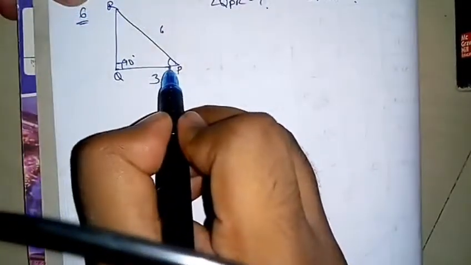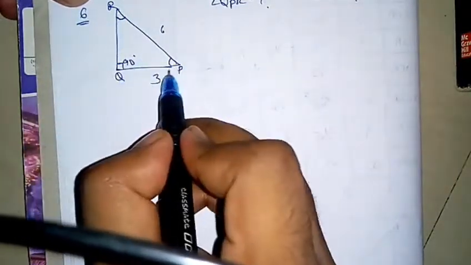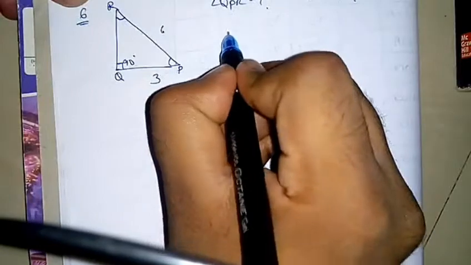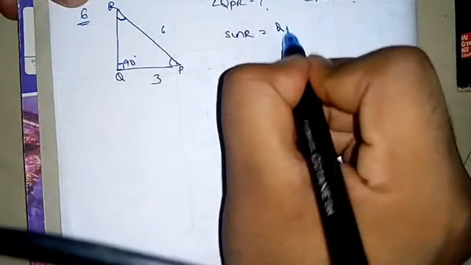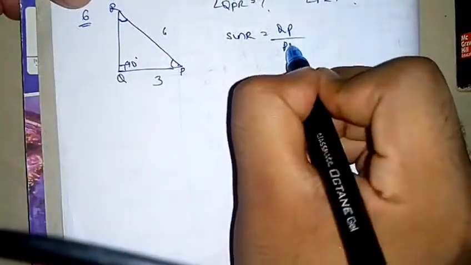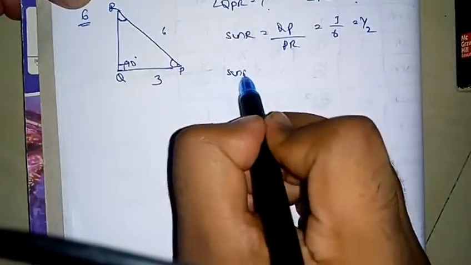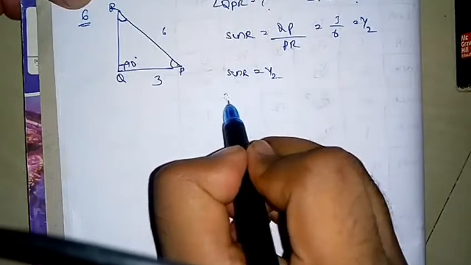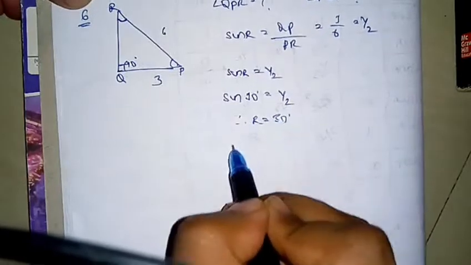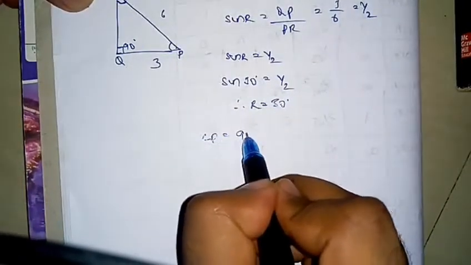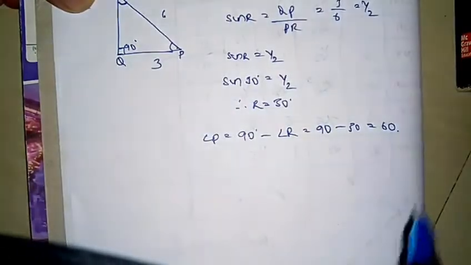So you are given that QP is equal to 3 and PR is equal to 6. So what is sin R? Sine R is opposite side QP by hypotenuse PR, which is equal to 3 by 6, which is equal to 1 by 2. Therefore, sine R is equal to 1 by 2. You know that sine 30 degrees is equal to 1 by 2. Therefore, R is equal to 30 degrees. And you know that angle P will be equal to 90 degrees minus angle R, which is equal to 90 minus 30, which is equal to 60.